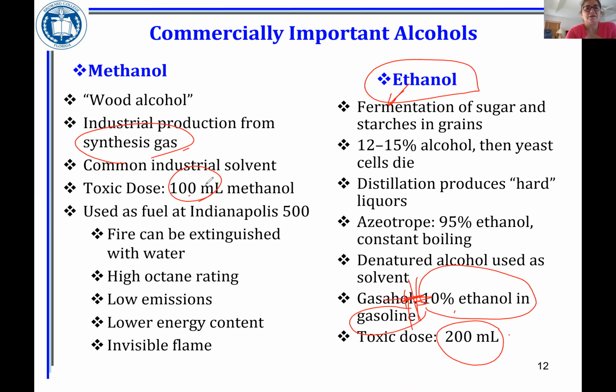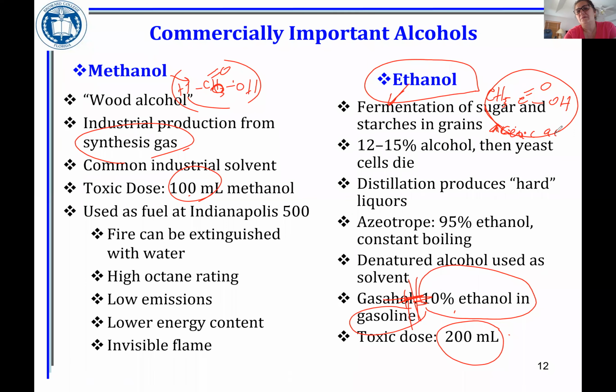The reason for that is that methanol in the body would change to methanoic acid, or formic acid. That's another name for it. Methanoic acid or formic acid. But ethanol would give you ethanoic acid, the same thing as acetic acid. Methanoic acid is the same thing as formic acid.